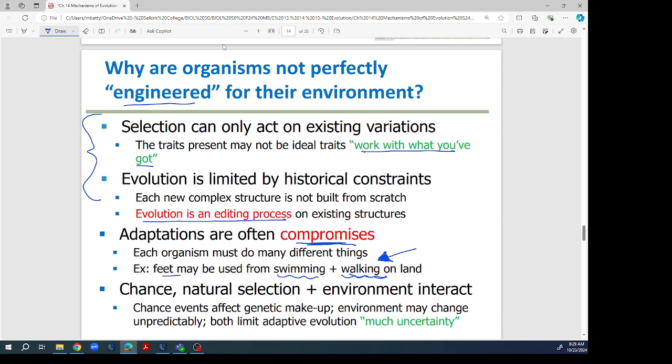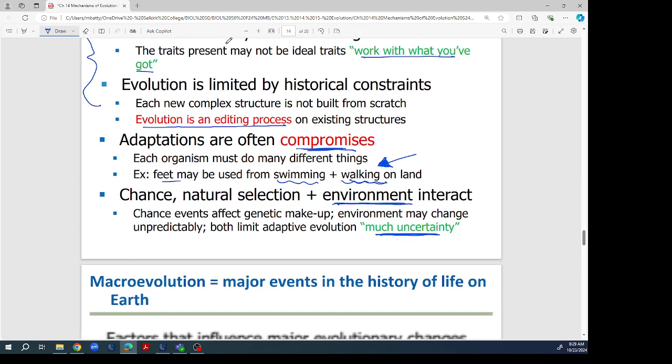Chance and natural selection and how the environment changes is really the key to evolution. Chance events affect the genetic makeup, and there's really a lot of uncertainty. So as the environment changes, this is kind of the wild card that really does impact evolution.